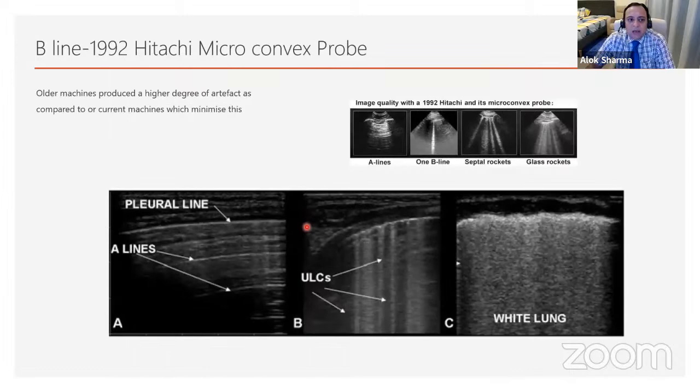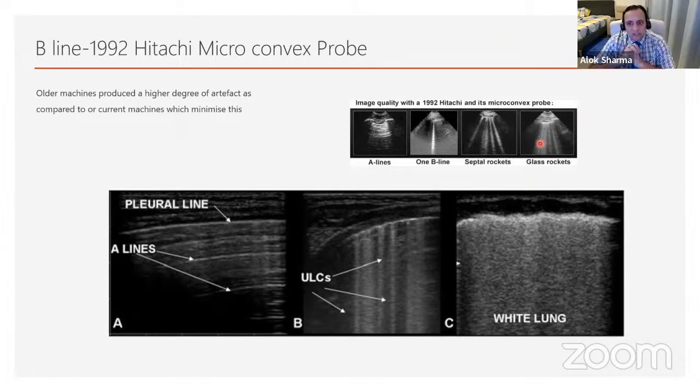Now, as interstitial fluid goes on increasing, what you find is these B lines become increased in number. And if you look at old terminology based on old studies, in particular adult studies, B lines that coalesce together, this one B line, were called septal rockets. And if they actually looked a little bit transparent or glass-like, we call them glass rockets.